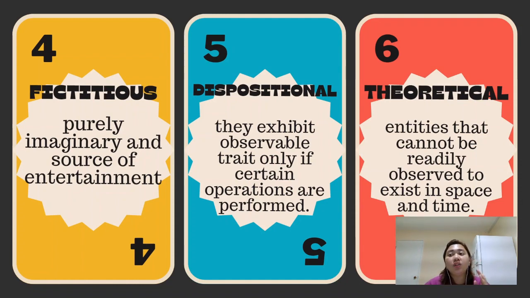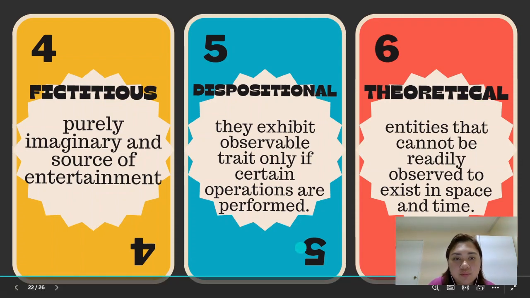For example, to determine if an object is magnetic, we have to perform certain operations like putting some iron filings near the object, and if the iron filings adhere to the object, then you know that the object is magnetic. The operation constitutes the definition of a dispositional concept, as you will discover later in this module.